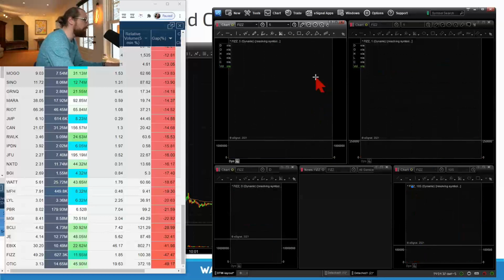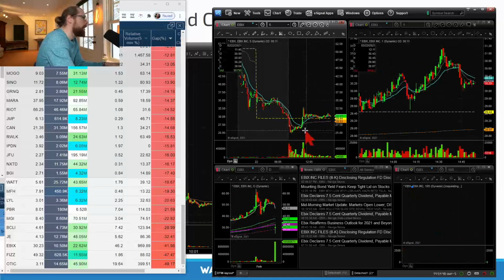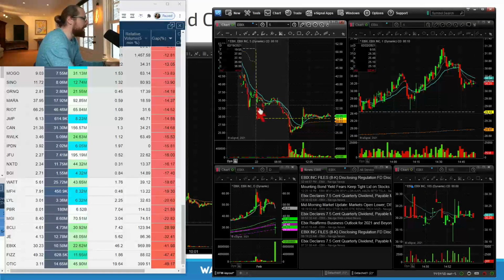FIZZ. Now this is a reverse split. This is a stock split. So this one, actually, it's a traditional stock split, not a reverse split. So that's a false one, that one's not real. EBIX. So EBIX gaps down, sells off, and then a little later in the morning does a nice red to green from 27 to 32.